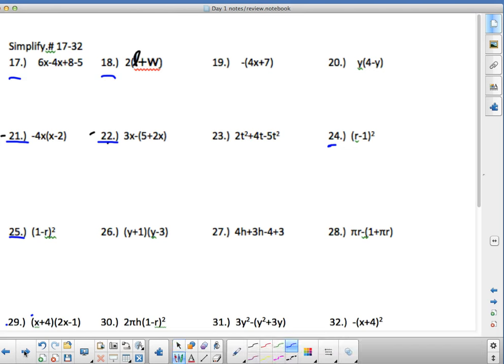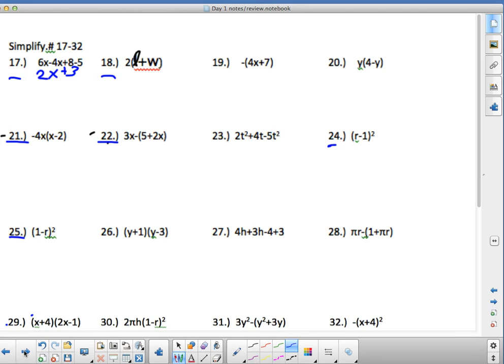So now we are at 6x minus 4x plus 8 minus 5. So 6x minus 4x is 2x. And I've got 8 minus 5, which is just 3. I am now done simplifying this problem. I can't combine the 2x and the 3 unless I know what x is, okay? And don't try to be creative, because x could be anything. So be careful about that.